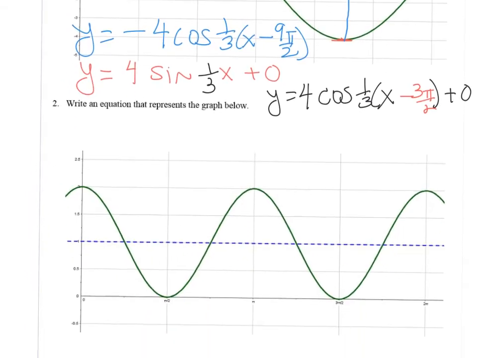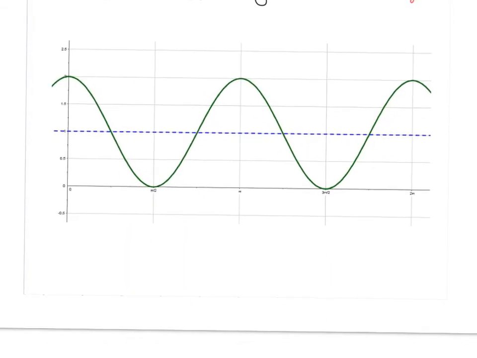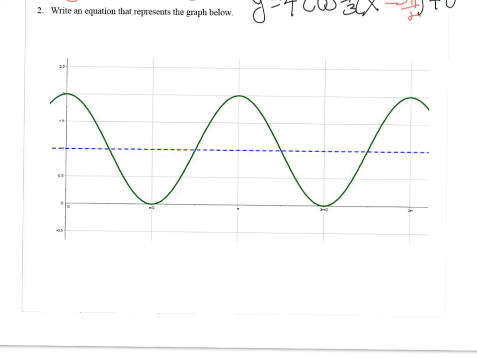Okay, so let's try it again for number 2. Let's list out our amplitude, period, and midline before we start. So go ahead and fill in those three properties. We'll pause the video and give you a minute to do that.